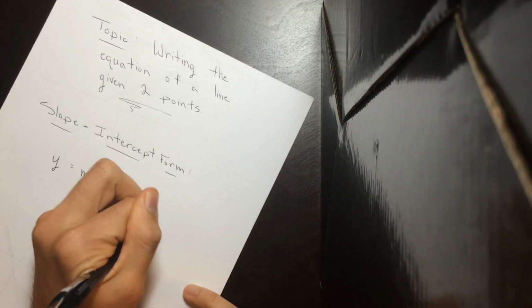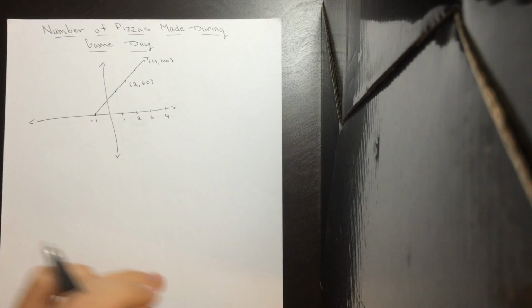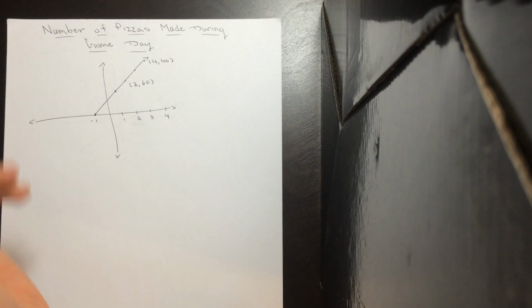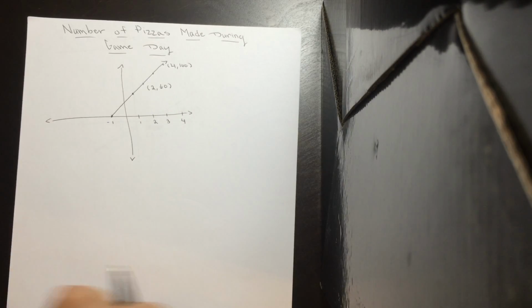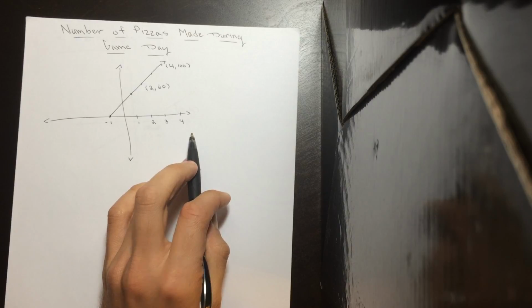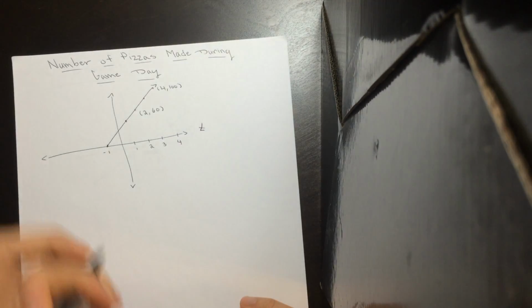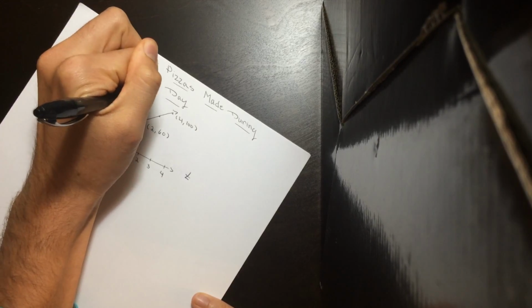To explore these concepts and to learn a little more about writing the equation of a line given 2 points, let's move on. We're going to begin with a real world example. We're going to figure out the equation for a line of the number of pizzas made during a game day. We're going to pretend it's a football game and find out how many pizzas a pizza shop will make from the equation of that line. A football game is typically about 4 hours. So the x-axis represents time here, and the y-axis represents number of pizzas made.